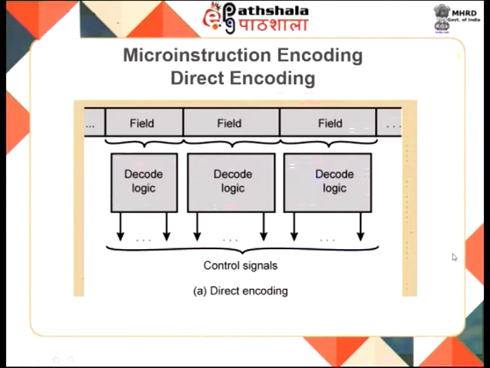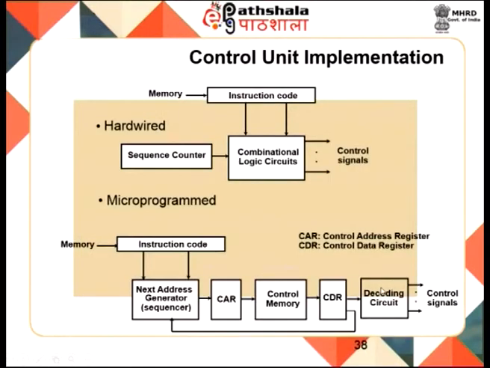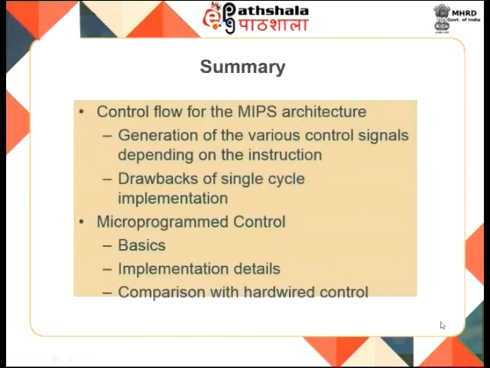So, this is the encoding and decoding that we discussed. If it is direct encoding, you have the control signals directly available. If it is indirect encoding or vertical microprogram, you may have to have multiple levels of decoding. So, this is the control unit implementation for both. You have the hardwired control shown here, where a set of logic gates decide the control signals, whereas here the control memory is responsible for generating the control signals.